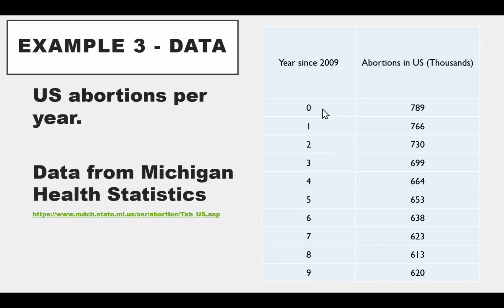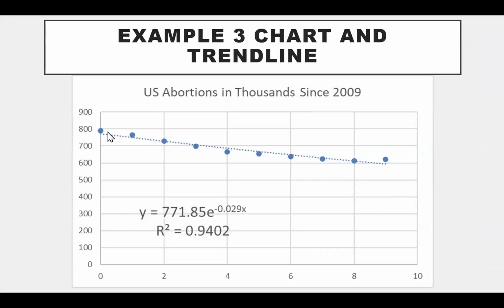Again, this is coming from the Michigan Health Statistics. We're looking at X being the years since 2009. So 0 is 2009, 1 is 2010, and so on and so forth. And then the number of abortions in the United States in thousands. So this is like 789,000 abortions, and this would be 620,000 abortions. If you graphed that out, you would get dots roughly going down.